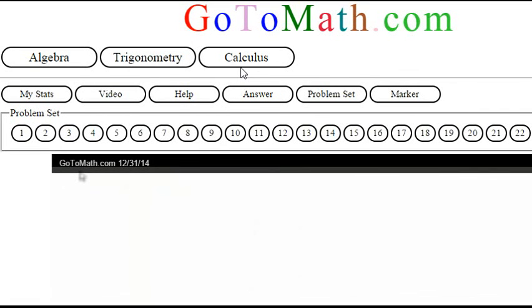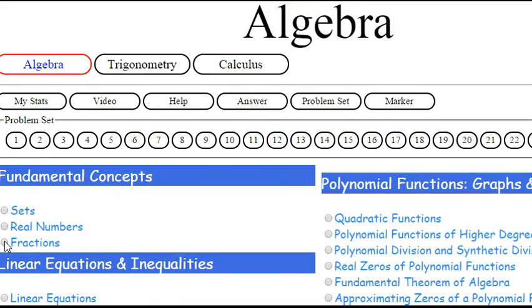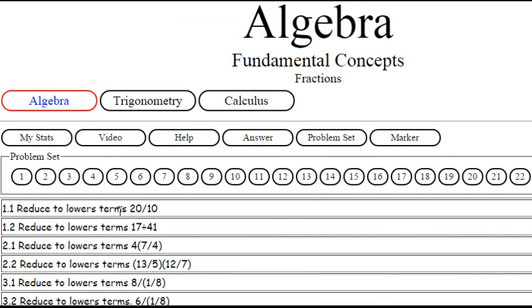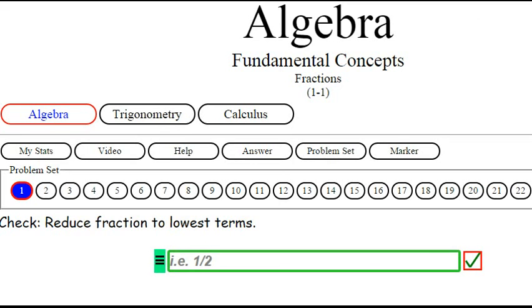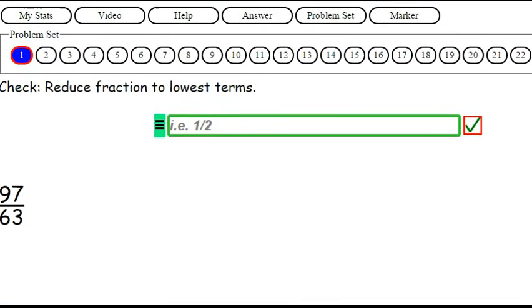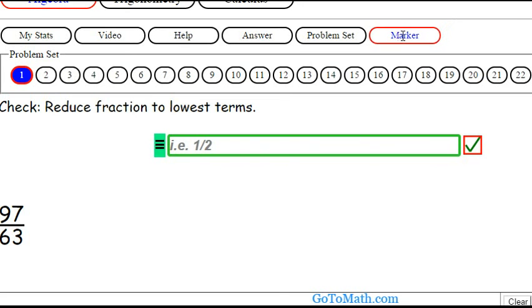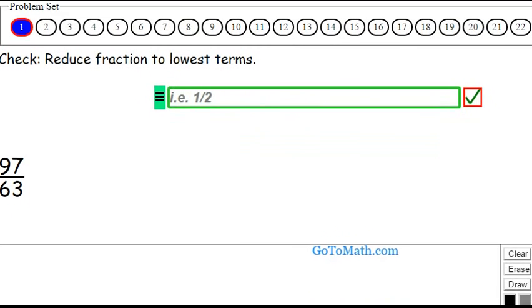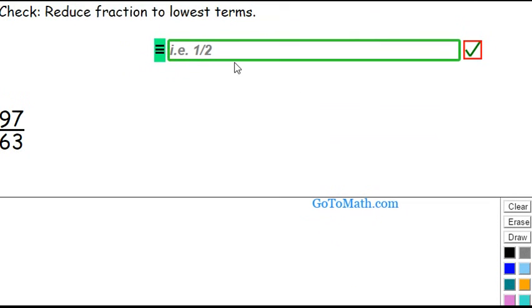Okay, we're here at gotomath.com. Let's click over here on the algebra section and go down to fractions, and we'll start off with something fairly easy there. And I guess we need to click on the marker board. Let's get that clicked on there.